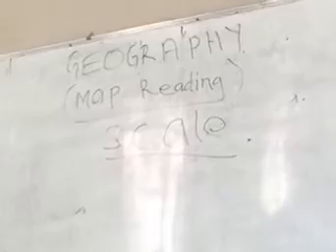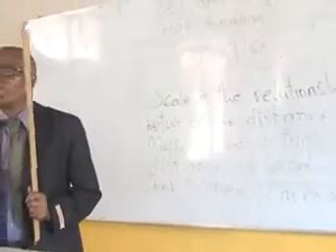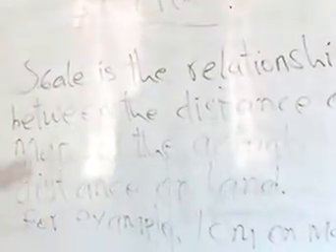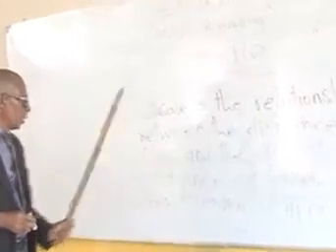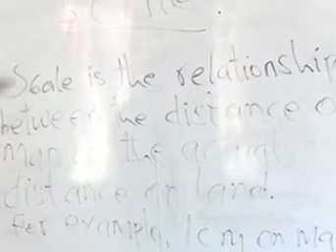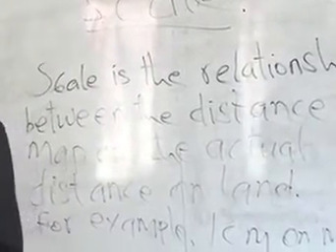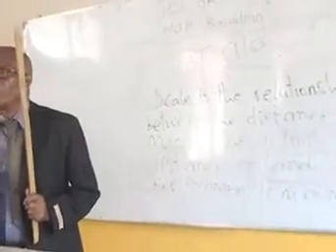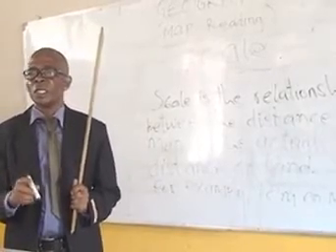It is not the normal scale we use to measure weight. Scale in geography is the relationship between the distance on the map and the actual distance on the ground. For example, 1 cm on the map represents 1 kilometer on the ground. Which means for every 1 cm you measure on the map is representing 1 kilometer. If you measure 2 cm on the map, that means 2 kilometers. You measure 3 cm on the map, that means 3 kilometers.